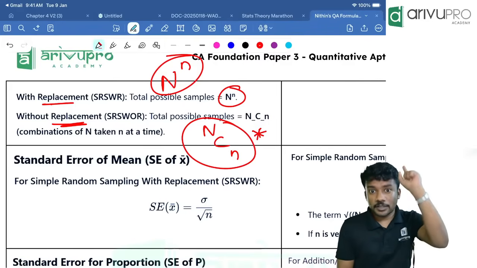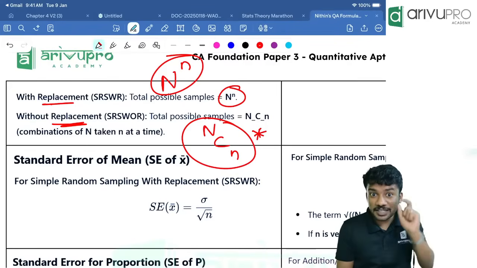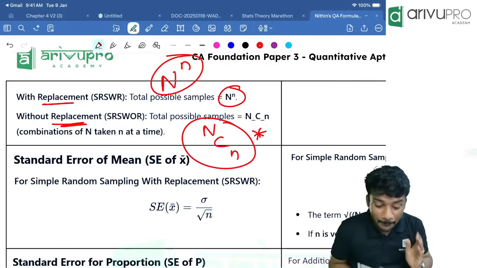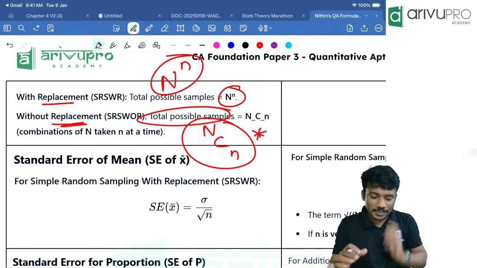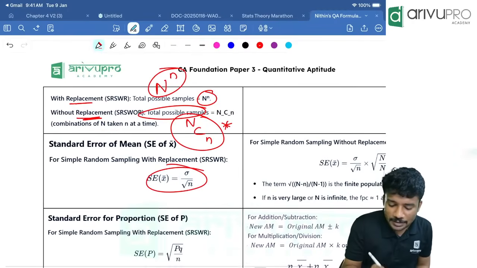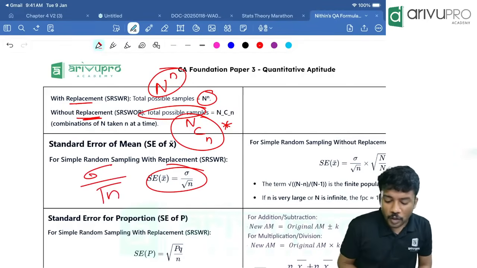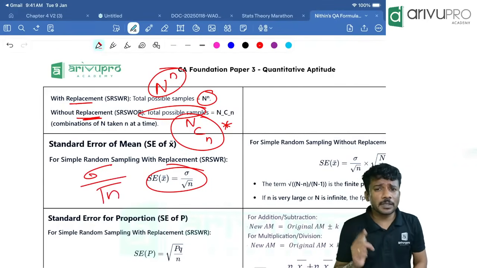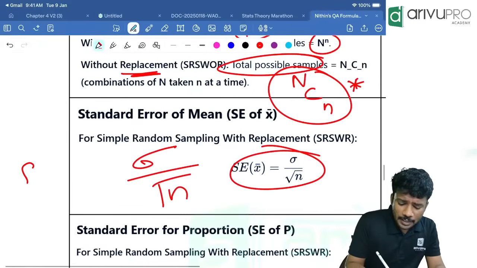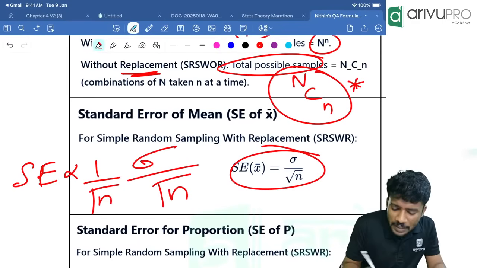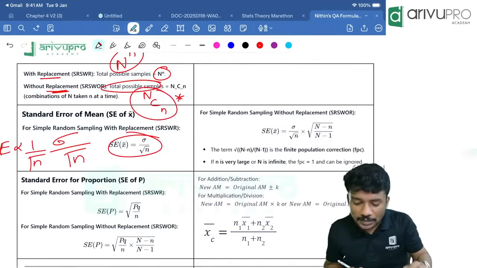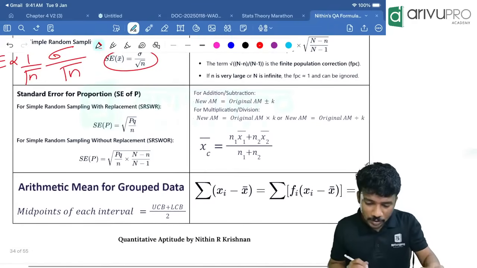Capital N is the population size. Small letter n is the sample size. So it is used for finding the total number of possible samples. Then standard error is nothing but sigma divided by root n. It was asked multiple times. Standard error is inversely proportional to sample size. Remember that.